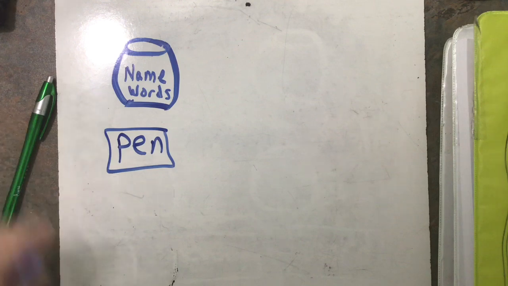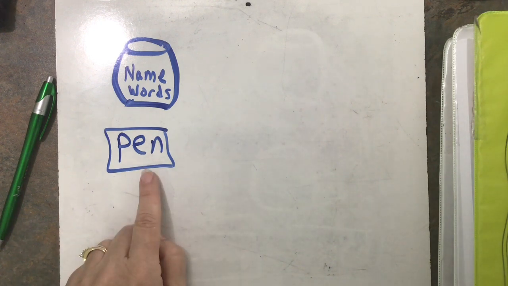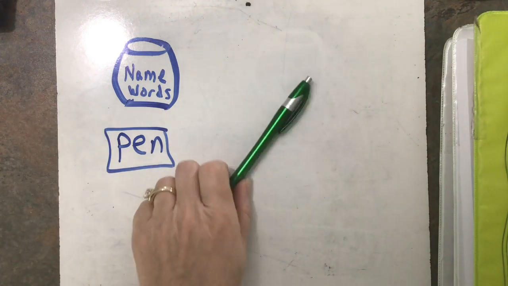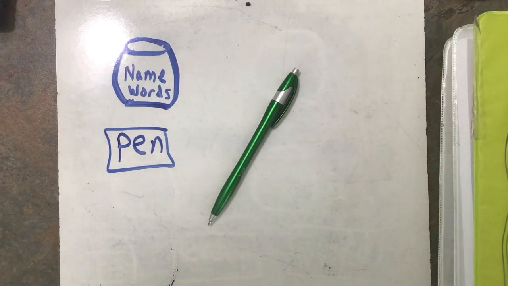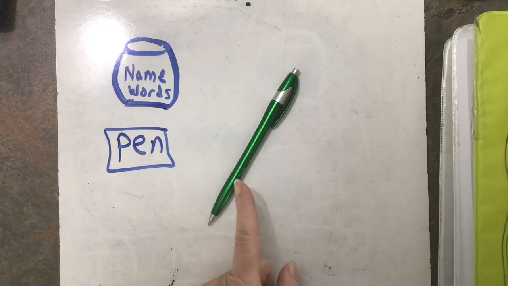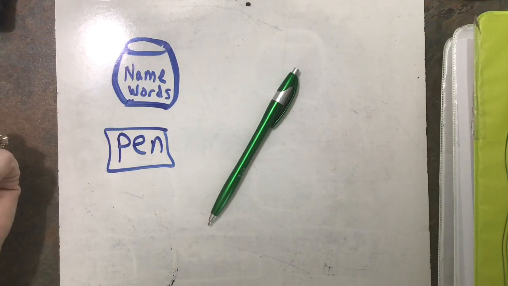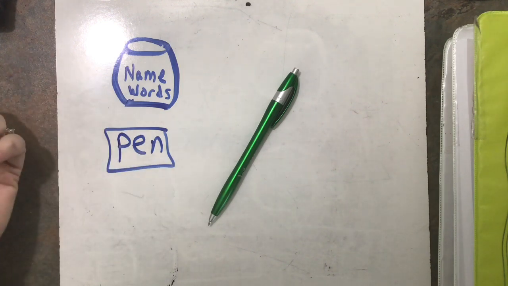If I were to tell you, Hayden, go bring me the thing, you wouldn't know what thing to bring me if I didn't give you the name of the thing. If I said, Pedro, go bring me the pen, well, now Pedro knows what to bring me because I gave him the name of the thing that I needed. Name words give us information so that we know what we're looking for or what we have or what we're working with.